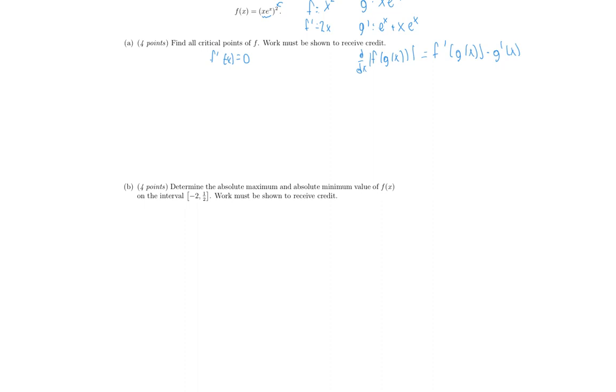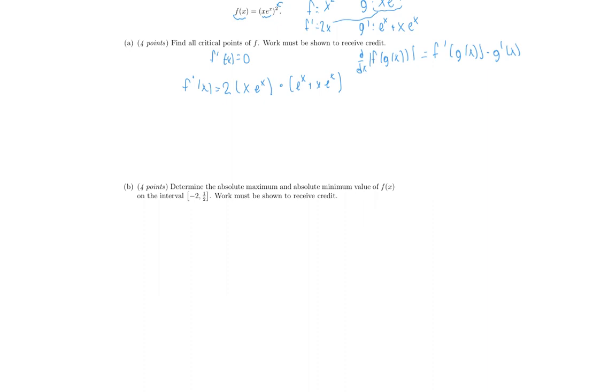Now, what our chain rule says is f prime of g of x. So I have my f prime is 2x. Instead of this x, I'm going to plug in my g. So 2x e to the x times g prime of x, which is going to be e to the x plus x e to the x. And so I found my derivative. This is f prime of x. This is the original f prime, not this one. This was just a filler step.